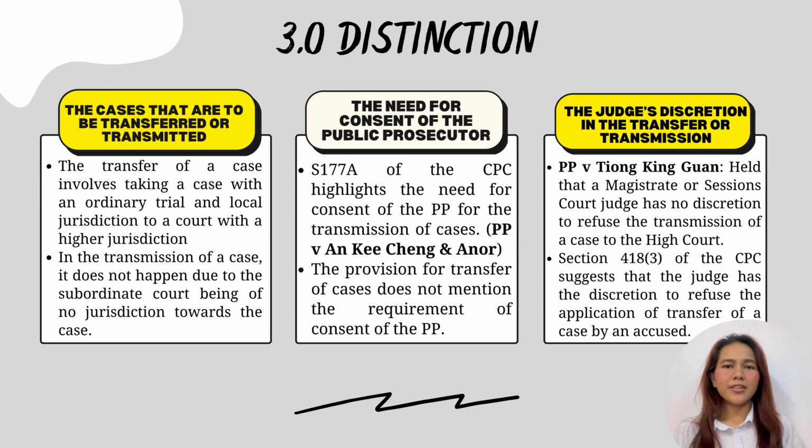And lastly, one minor distinction that can be highlighted between the two is on the judge's discretion in determining the transfer or transmission of a case. Based on the case of Public Prosecutor against Tiong King Guan, it was held that a magistrate or sessions court judge has no discretion to refuse the transmission of a case to the High Court. However, in the application to transfer a case, Section 418 subsection 3 of the Criminal Procedure Code suggests that the judge has the discretion to refuse the application of transfer of a case made by an accused.